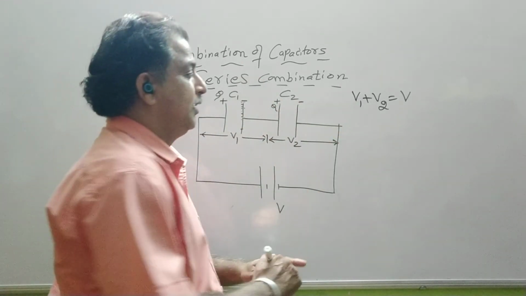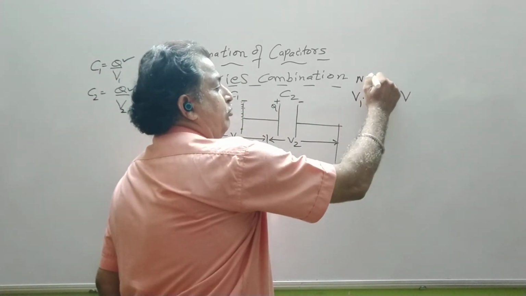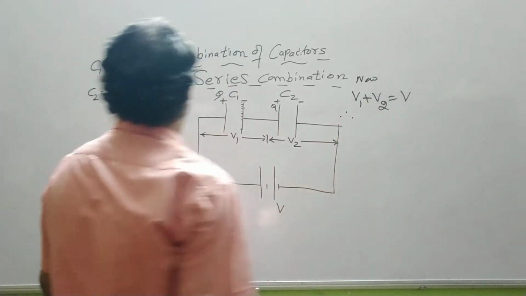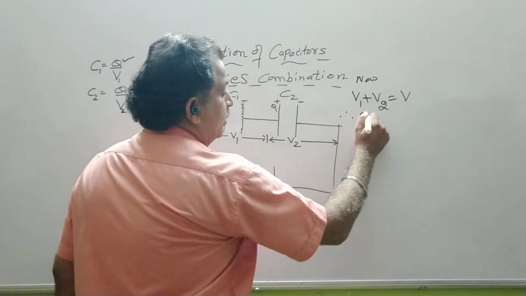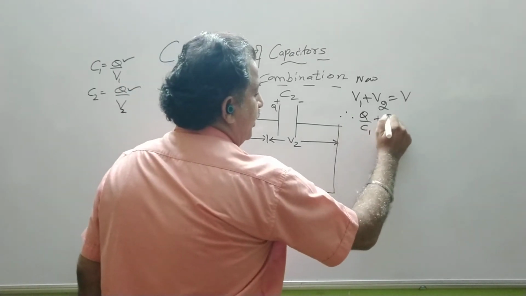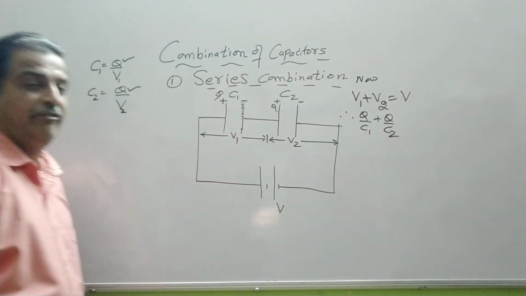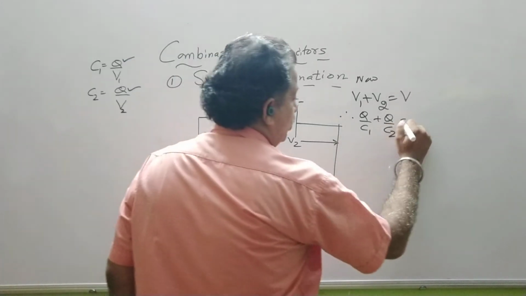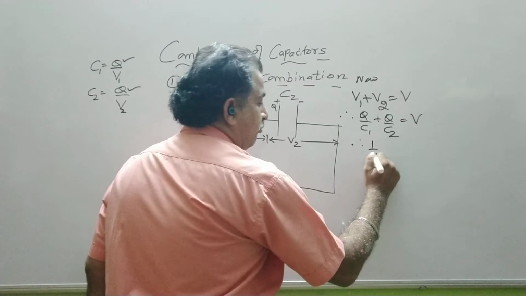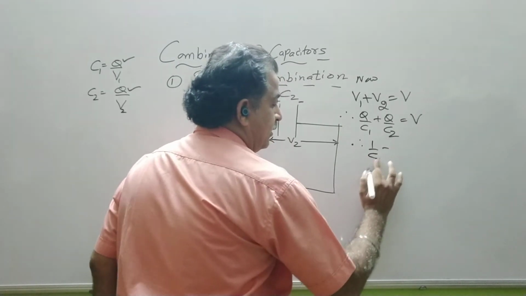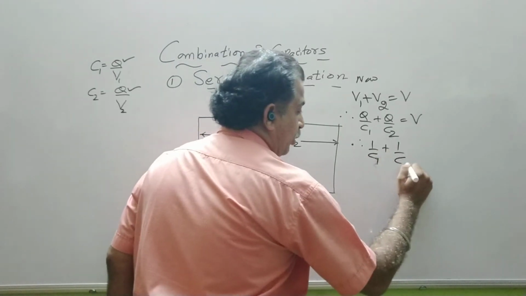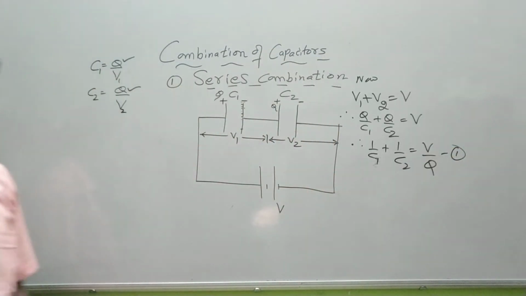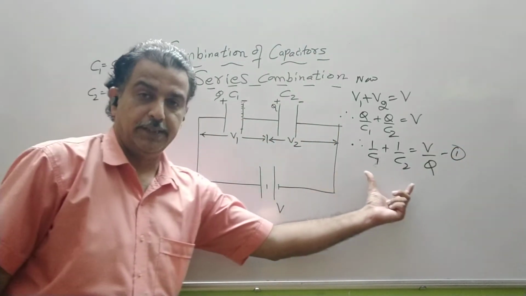So we start with V1 plus V2 is equal to V, and therefore V can be written as Q upon C1 plus Q upon C2. That is the definition. Since the charge is the same, this is V. Therefore 1 upon C1 plus 1 upon C2 is equal to V upon Q. So this is equation 1.